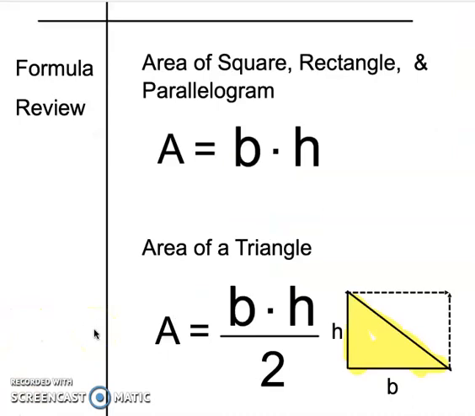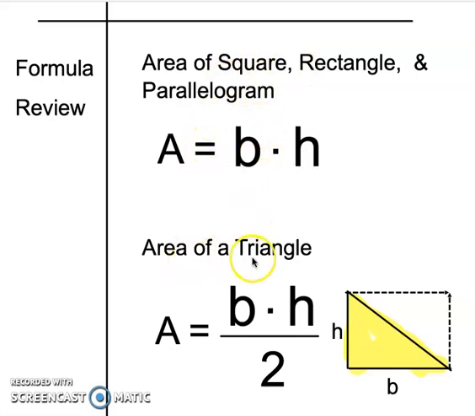Okay, remembering back to our area formulas, the area of a square, rectangle, or parallelogram was taking the base times the height. We talked about how it doesn't matter which is the base and which is the height, or if you call them length and width or base and height, it means the same thing. You're just taking the two dimensions of your square or rectangle and multiplying them together.